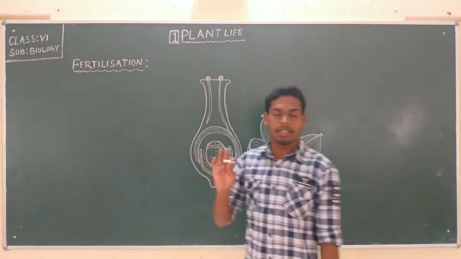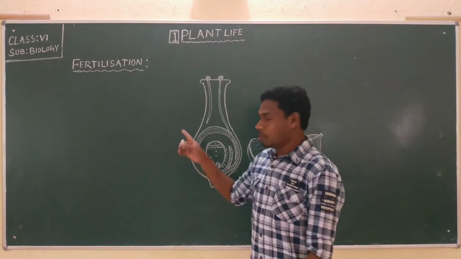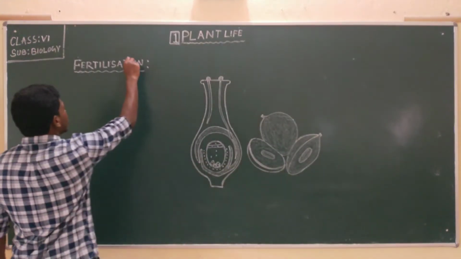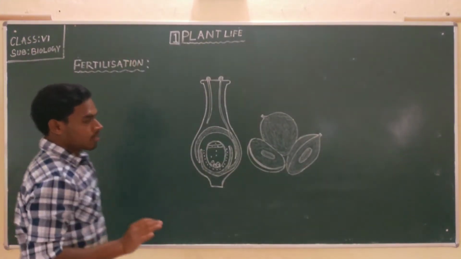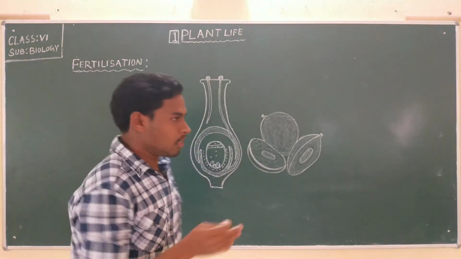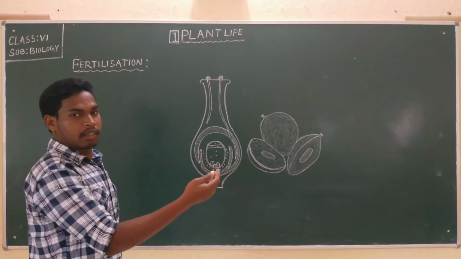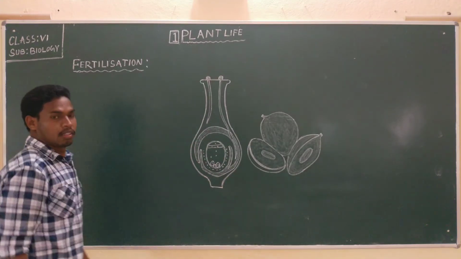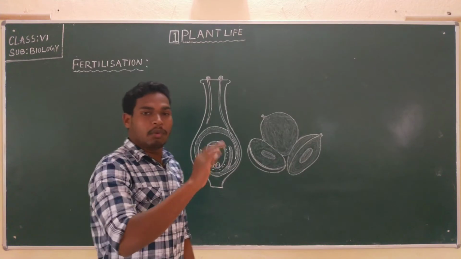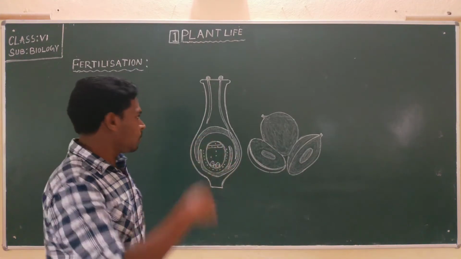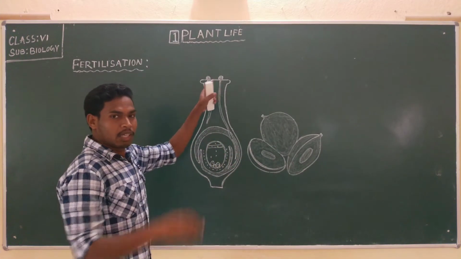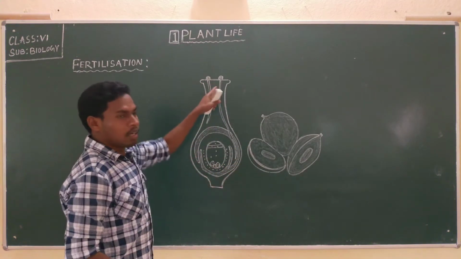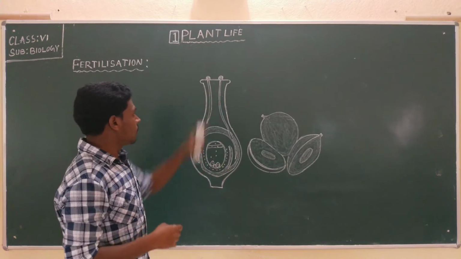In the previous class we completed pollination, and now we are starting with fertilization. In pollination we discussed that the transfer of pollen grain from the anther to the stigma is known as pollination. The pollen grain comes and reaches the stigma.